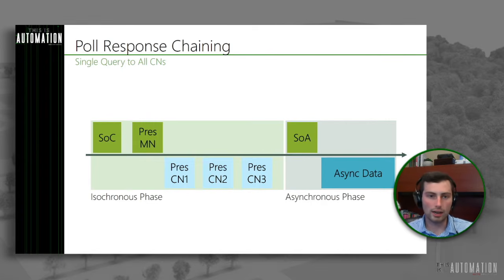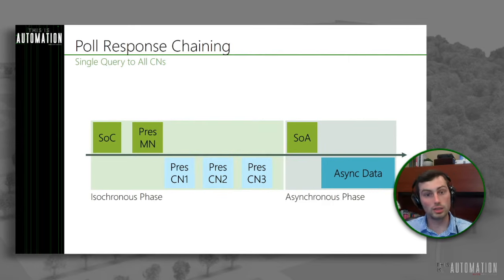Instead of having a request to every single controlled node in the system, you can send out a kind of blanket poll request to all of the controlled nodes and just tell them, hey, this is the time that you have to speak, this is the time that you have to speak, and this is the time that you have to speak.